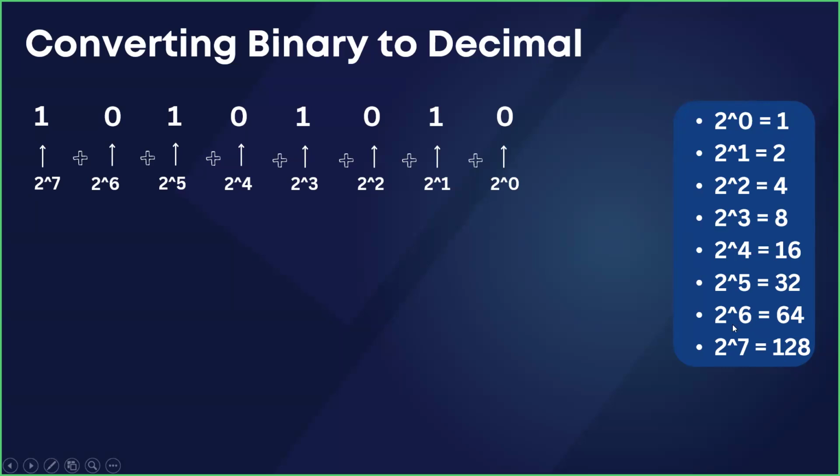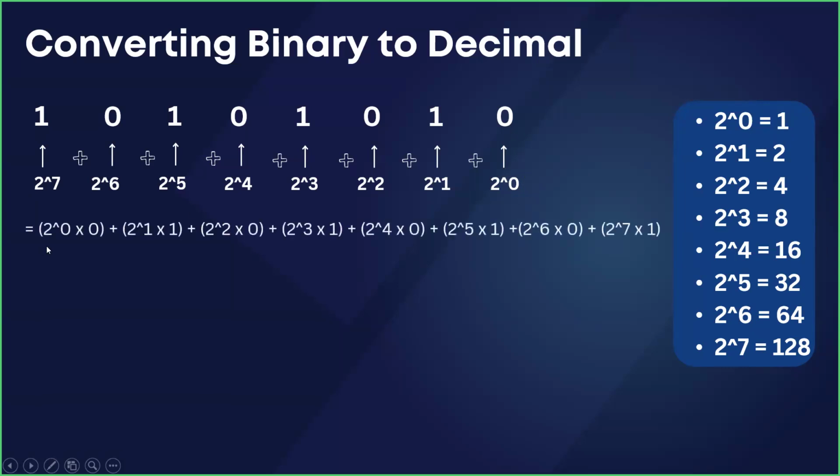So now that you have these values, now you can assign them over here. 2 power 0 into 0. 2 power 0 is 1. So 1 into 0, that's 0. 2 power 1 into 1. 2 power 1 is 2. 2 into 1, that's 2. 2 power 2 into 0, 0 again. 2 power 3 into 1, 8. 2 power 4 into 0, 0 again. 2 power 5 into 1, 32. 2 power 6 into 0, 0 again. And finally 2 power 7 into 1, 128.